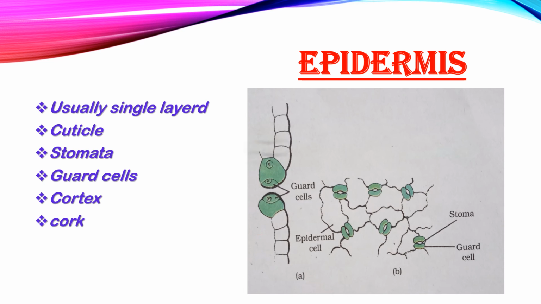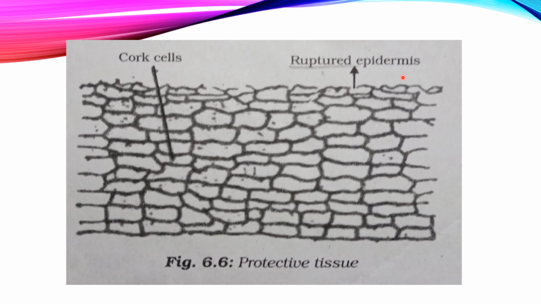Now we will do cork. Ruptured epidermis is shown here. It is because the plant has now grown older, and here the cortex divides to form cork cells. These are dead cells and they have thick cell walls. In these cork cells there is a thickening in the cell walls by a substance called suberin. It gives hardness to these cells, and the function of these cells is to give mechanical strength and protect the internal tissues.